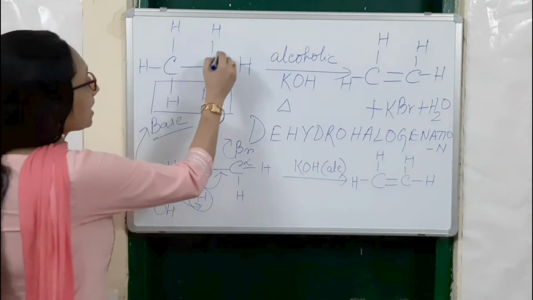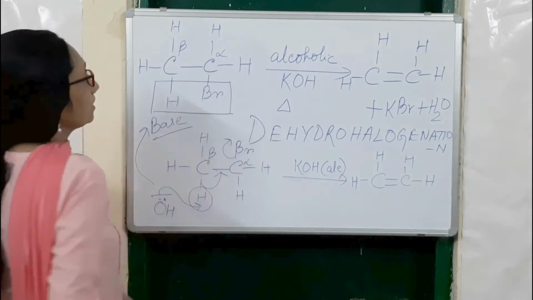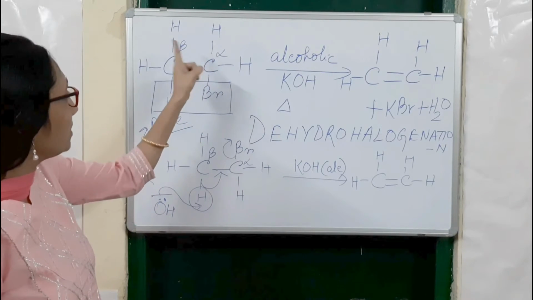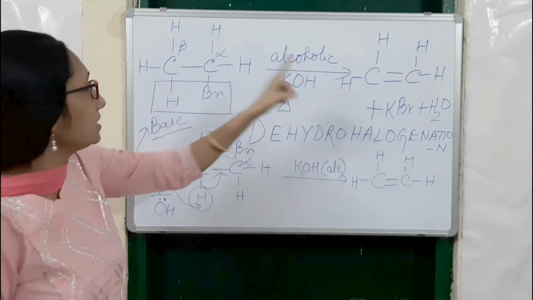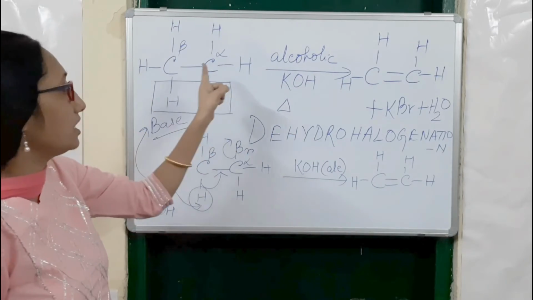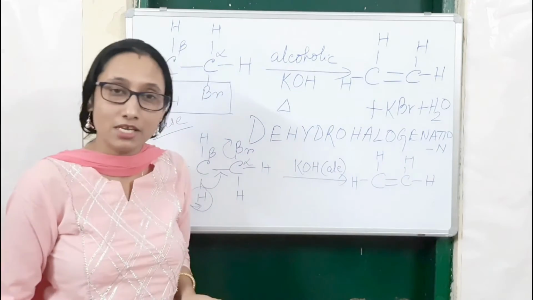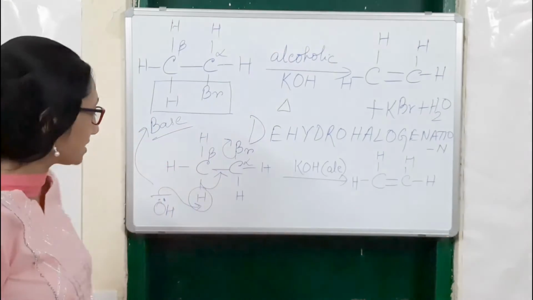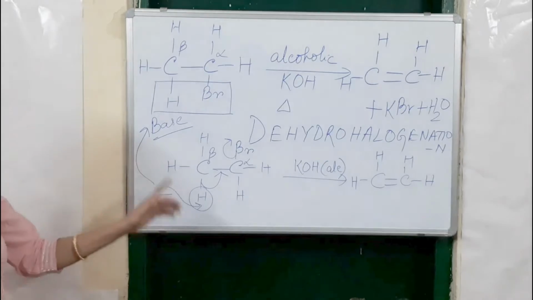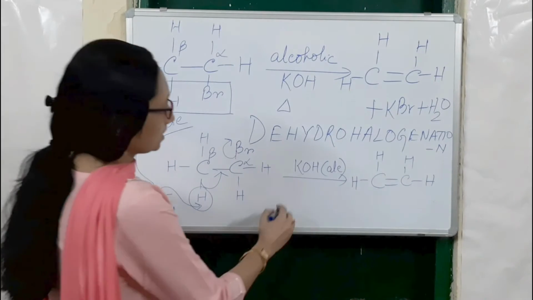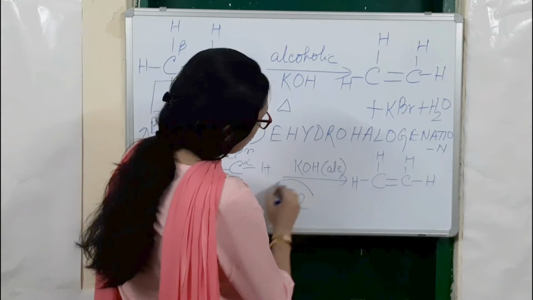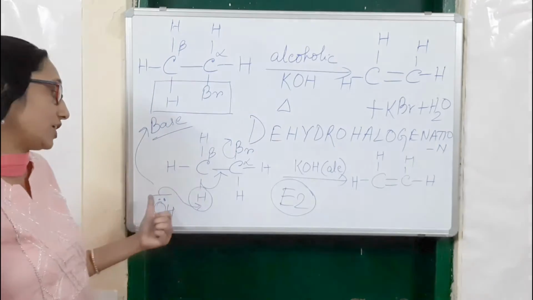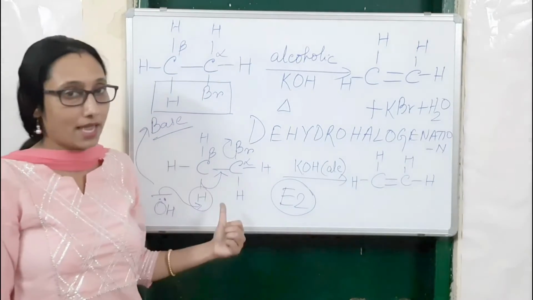Now see, this is alpha, this is beta. So in this case, HBr is eliminated, so alpha beta. That means we can also call this elimination an alpha beta elimination, or it is referred to as beta elimination since the beta hydrogen is abstracted. So this is the E2 mechanism. It is a single step reaction. We call it a concerted mechanism.